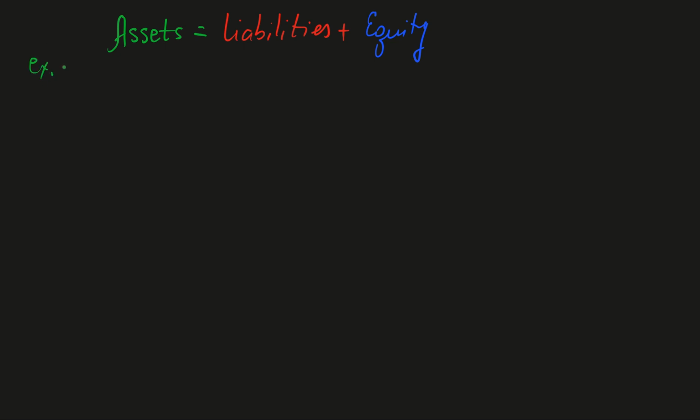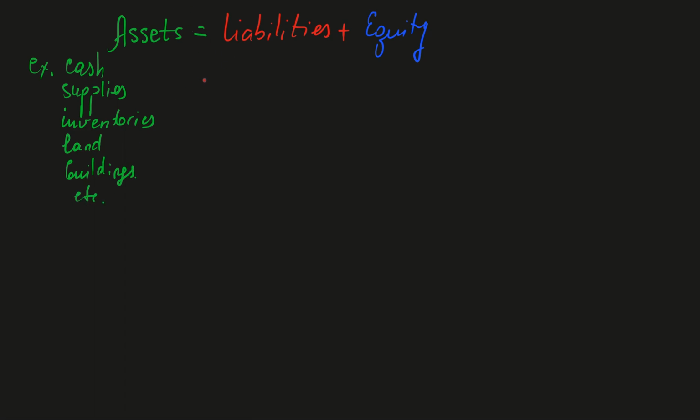That's going to be, for example, cash. We will have supplies, that's a short-term asset, inventories, and long-term assets such as land, buildings, and so on, etc.